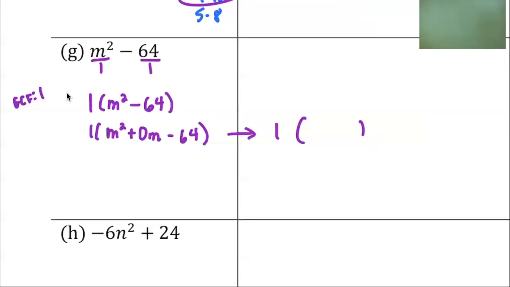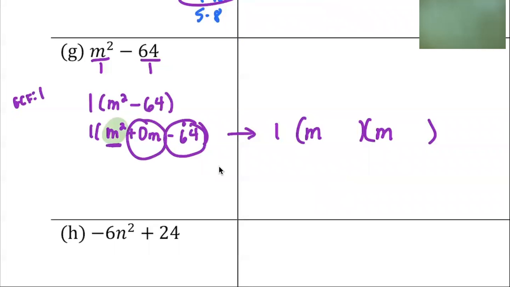GCF is going to go on the outside. Because we have a squared term here, this can break down into 2 smaller polynomials. It's just asking a question for a middle term that doesn't appear to be there. We're still saying what's going to multiply to give me m squared. That's going to go in the first blank, which has to be m times m. If I look at the second blank, we're saying what's going to multiply to give me negative 64 and add to give me 0.